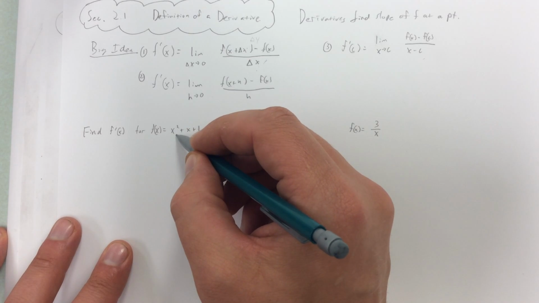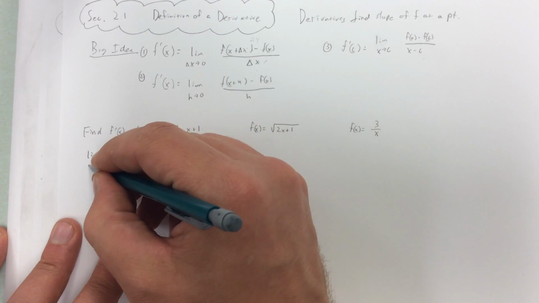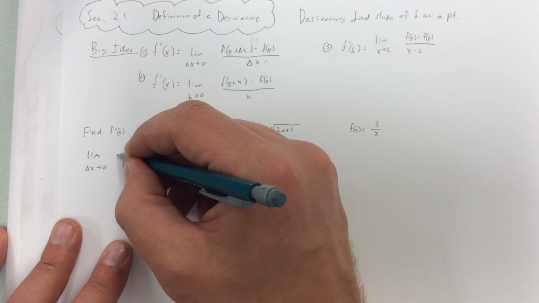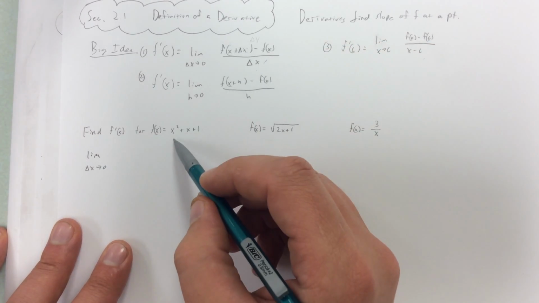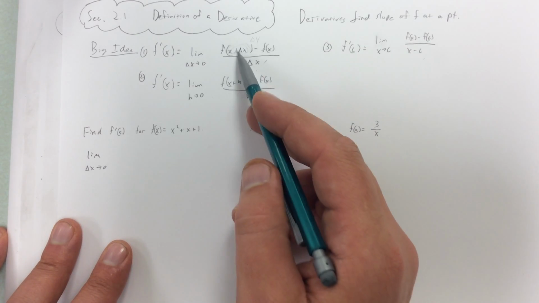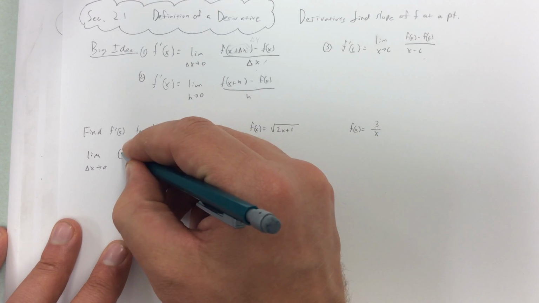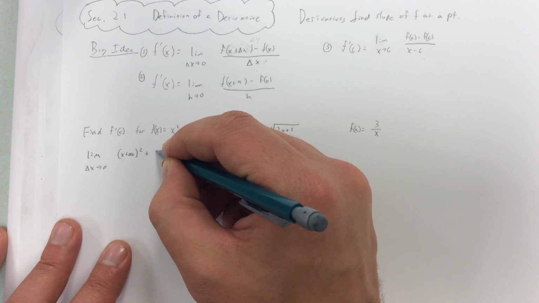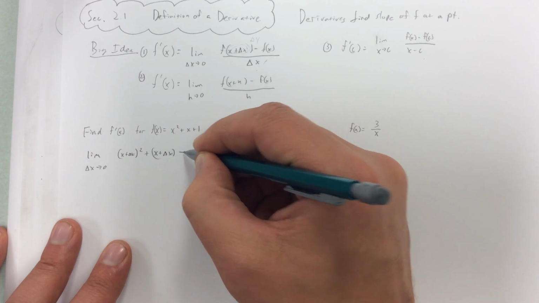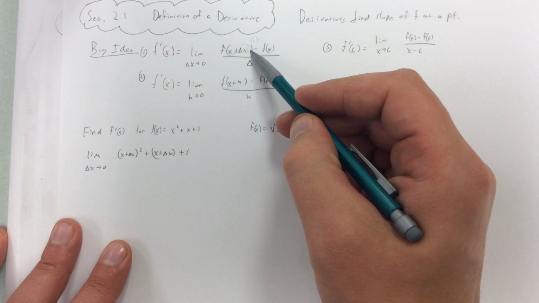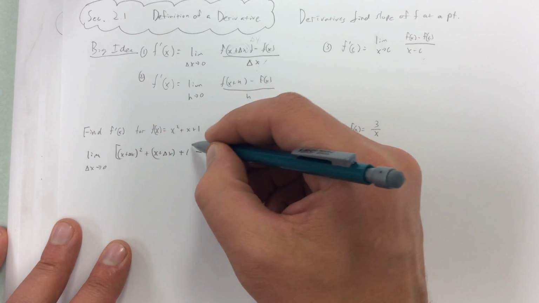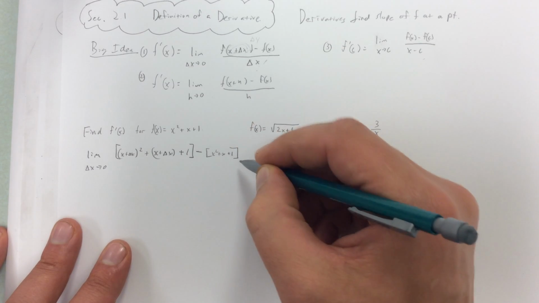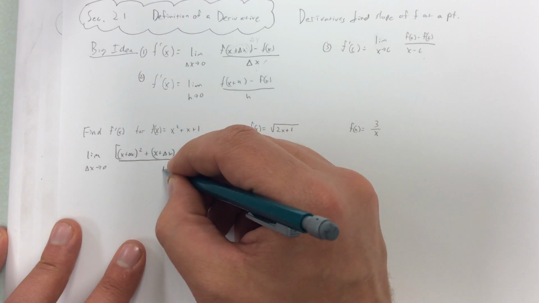So what I'm going to do here is use the definition. Limit as delta x approaches 0 of f of x plus delta x. Well, we know from Mr. Hankey that whatever is in here, I'm just going to plug in for x. So that's going to be x plus delta x squared plus x plus delta x plus 1. That is all that right there. Now we're going to subtract f of x, x squared plus x plus 1, all as the change in x approaches 0.